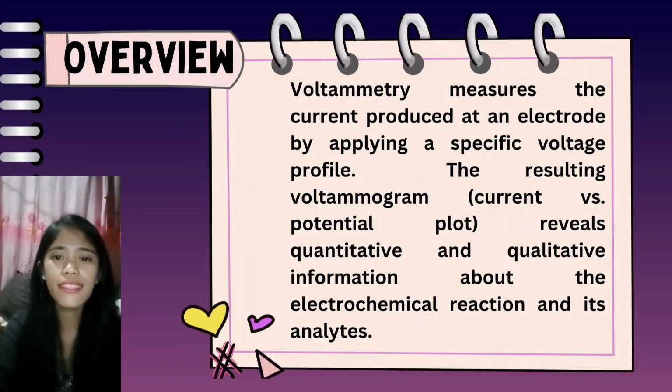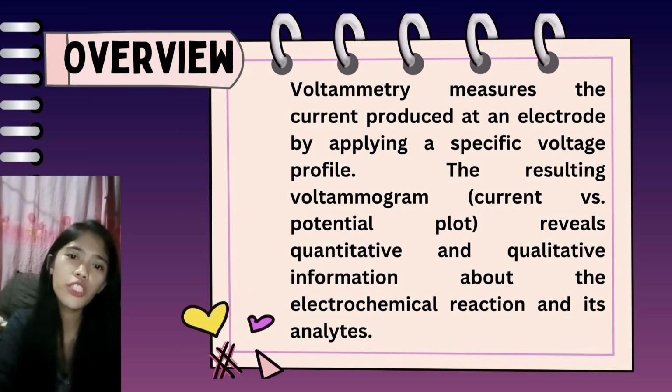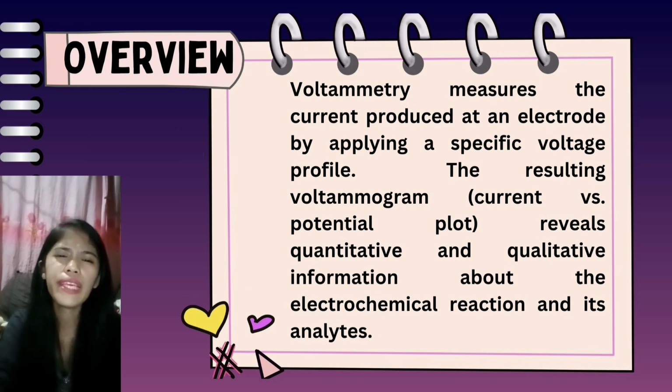Voltammetry is a way scientists can study chemicals. They can find out what chemicals are in a sample and how much of a chemical is there. It's like being a chemical detective using electricity to find clues.